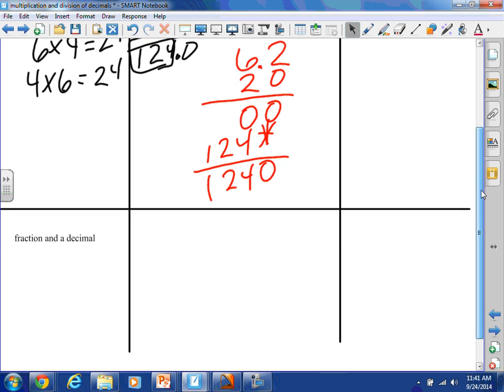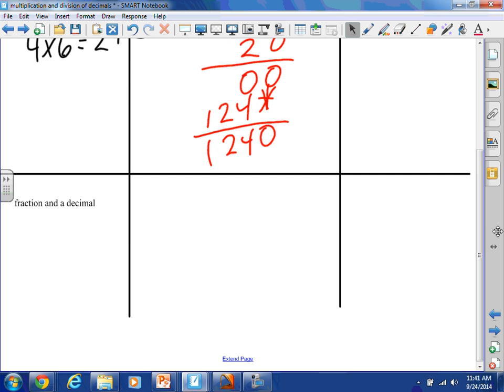Okay, here we go. The next one I want you to do is if you have a fraction and a decimal. If I have 1/2 times 2 and 6/10, I can do one of two things. I can convert my fraction to a decimal, or I can do my decimal to a fraction. Either way will give me the correct answer, but it's always going to be easier to take the fraction and make it a decimal.